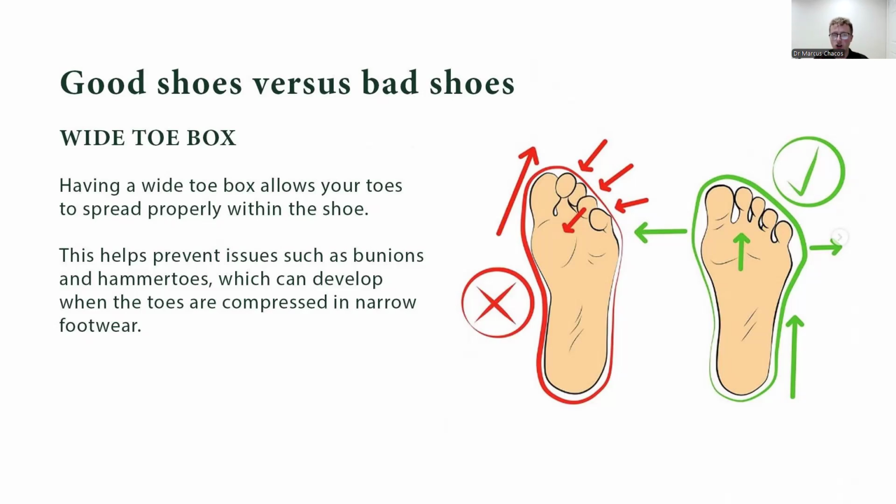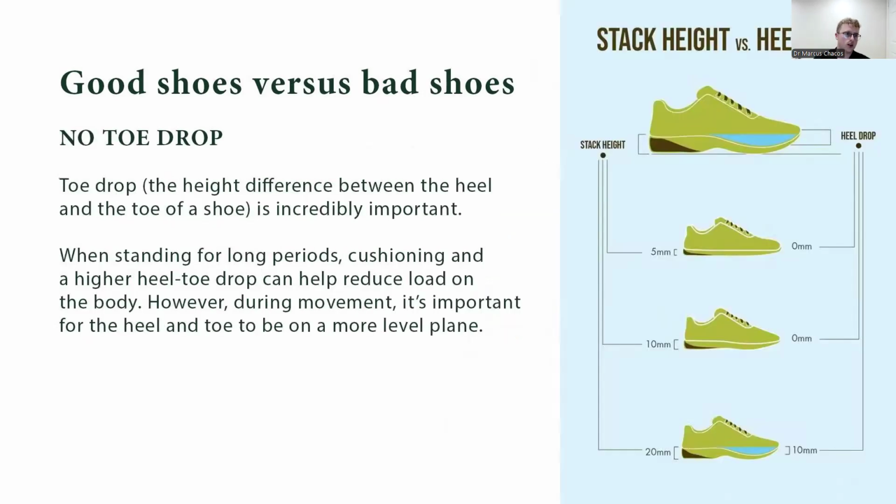So this is more of a chronic thing, which happens over a longer period of time, which actually over time leads to those bunions forming in the feet, meaning we can avoid that from happening by wearing shoes which are nice and wide in their space, so your toes cannot be compressed, basically. So no toe drop.